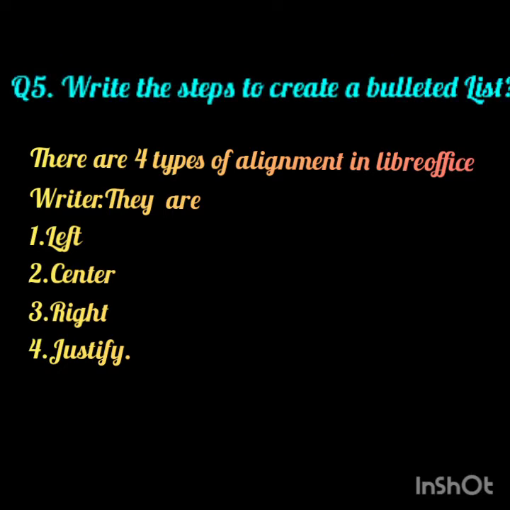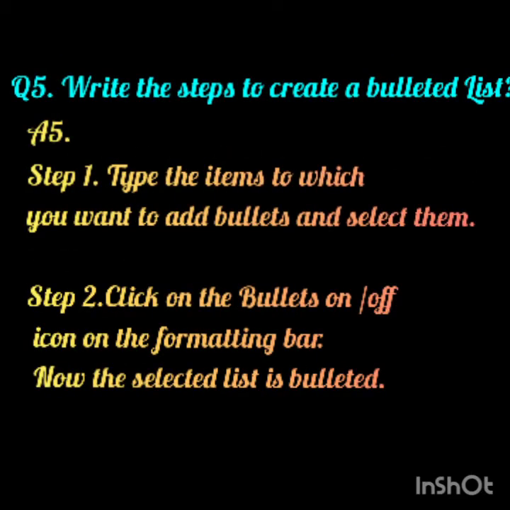Question number 5. Write the steps to create a bulleted list. Answer. Step 1. Type the items to which you want to add bullets and select them. Step 2. Click on the bullet on or off icon on the formatting bar. Now the selected list is bulleted.